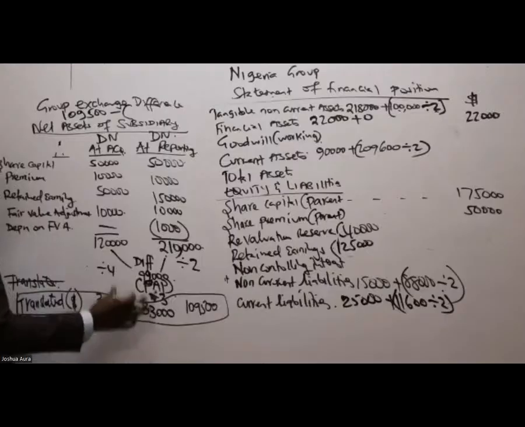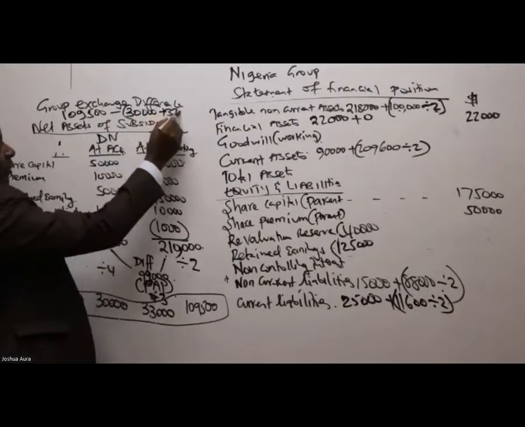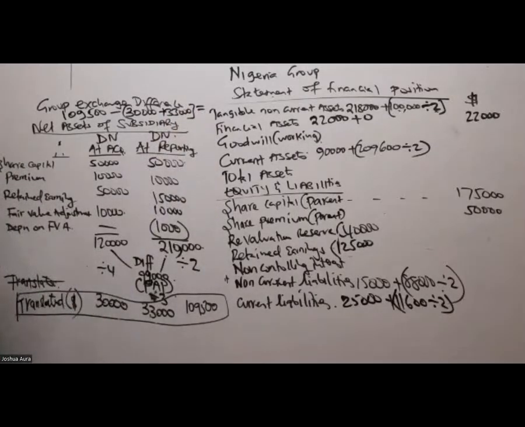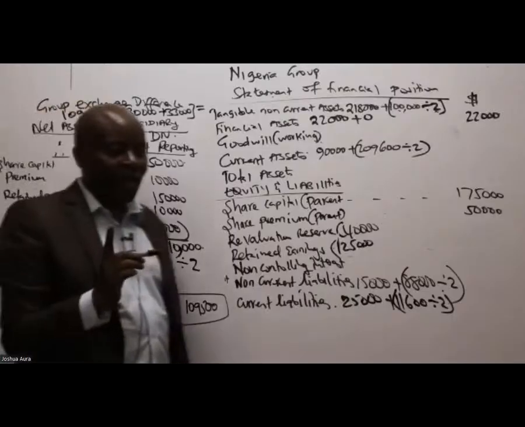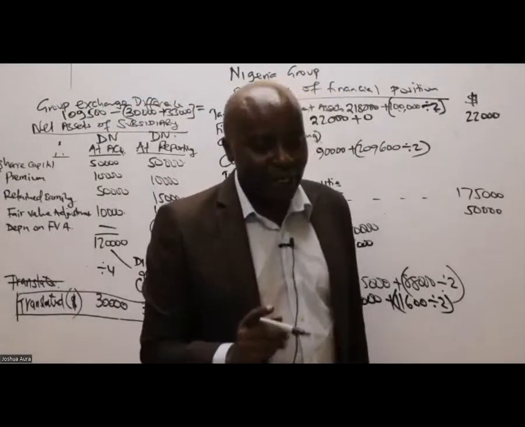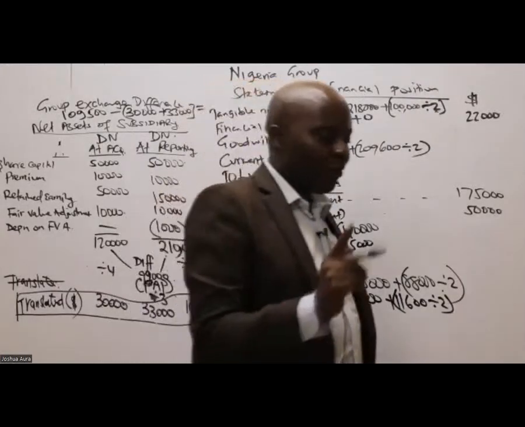I subtract the sum of these two. So we are talking of 30,000 plus 33,000. Could you kindly give me this figure? The group is gaining here. So the group exchange difference we have is 46,500.